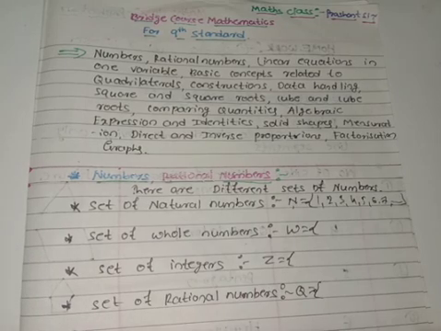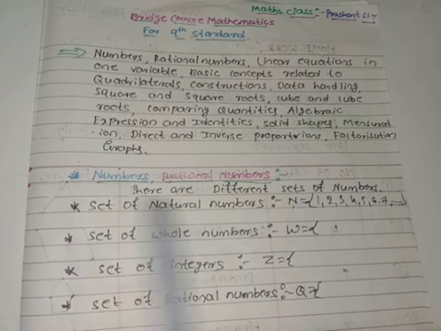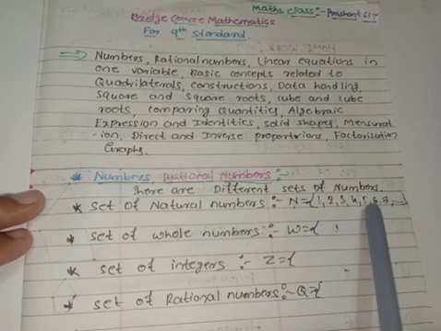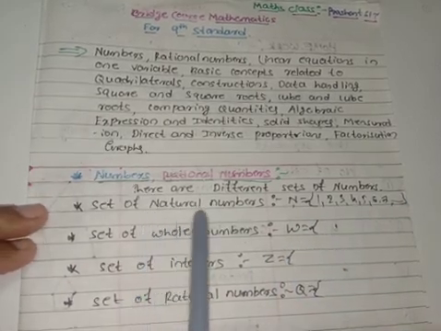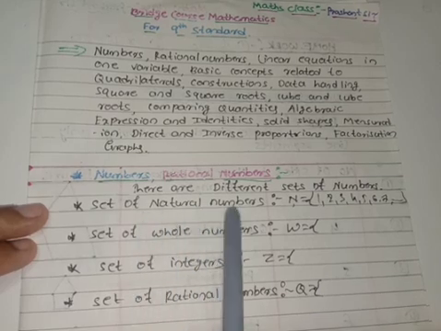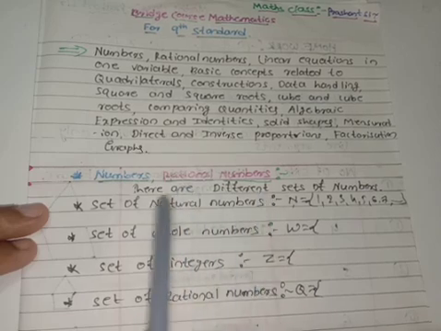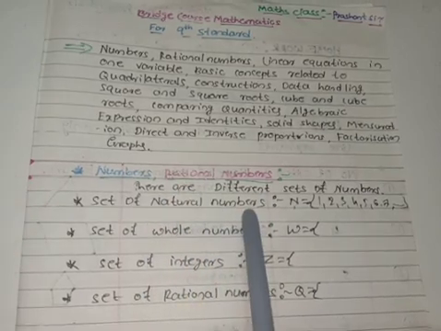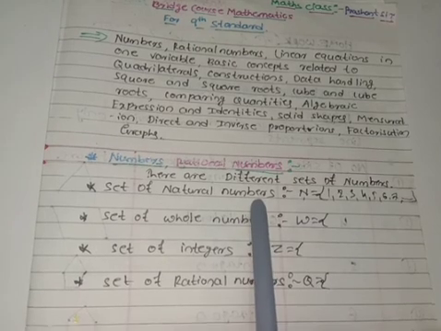Naturally, we call 1, 2, 3, 4, 5, 6, 7, and naturally we start from 1, 2, 3, 4, 5, 6, 7 and so on. That's what we call natural numbers. Naturally, we are counting here 1, 2, 3, 4, 5. Like that, these numbers are called natural numbers. Yes.